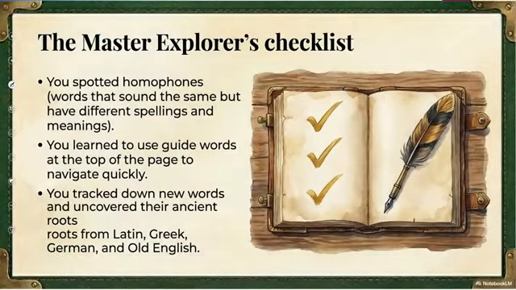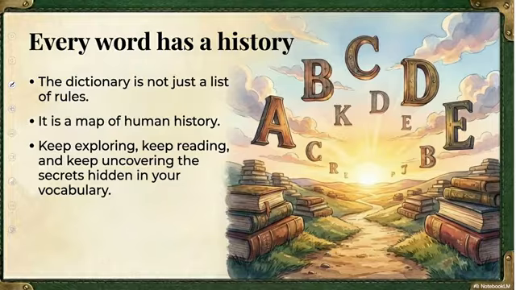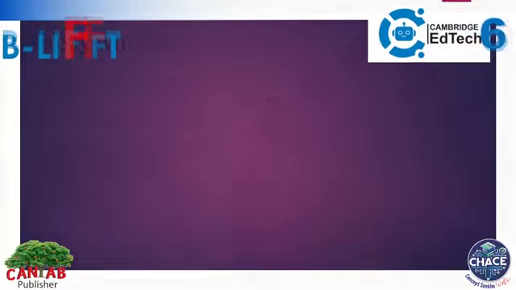The Master Explorer checklist. First, we have to spot homophones. Then learn to use guide words at the top of the page to navigate quickly. Track down new words and uncover their ancient roots, their meaning, their definition, roots from Latin, Greek, German, and Old English. Every word has a history. The dictionary is not just a list of rules, it is a map of human history. Keep exploring, keep reading, and keep uncovering the secrets hidden in your vocabulary.